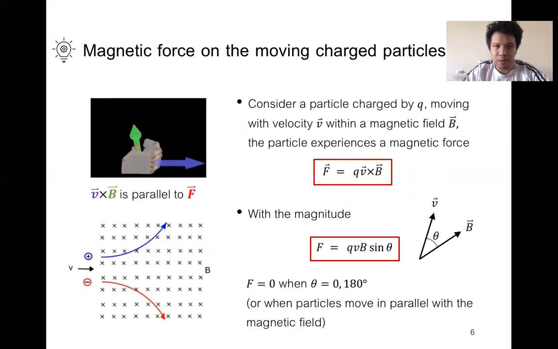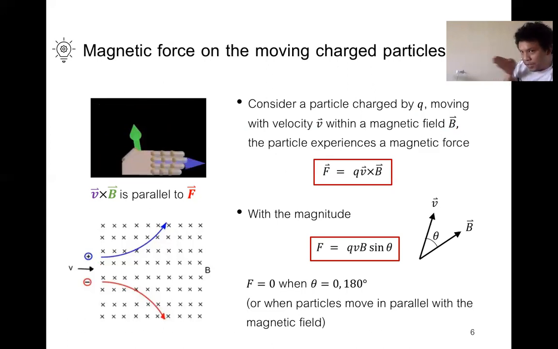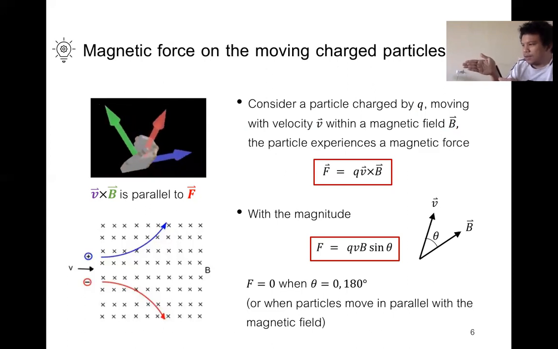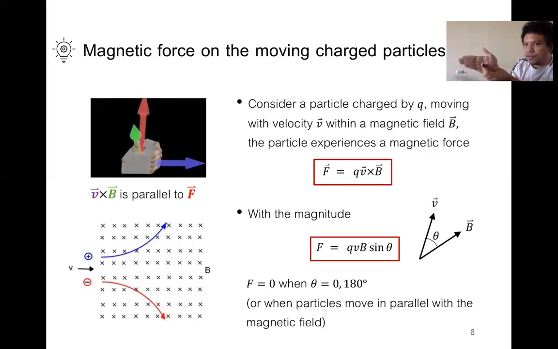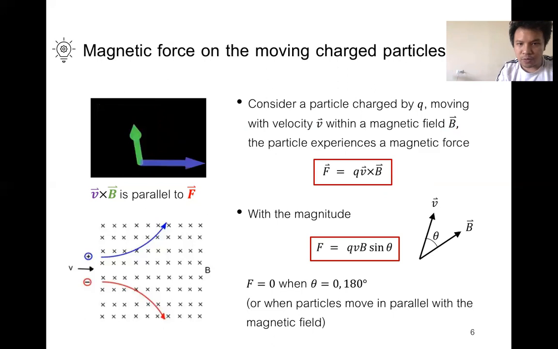It's just like you pointing your fingers in the direction of the velocity. If your charge is moving in this direction, you point your four fingers there, and then the direction of the magnetic field will be perpendicular to your palm. This pen is the magnetic field. Then you close your hand, and the direction of your thumb will be the force. Doing it this way, we determine the direction of the force.